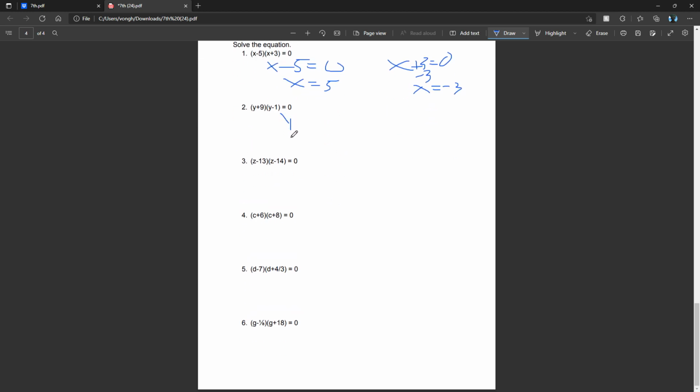Same thing for here. y plus 9 equals 0, then y minus 1 equals 0. Plus 1 plus 1, y equals 1. And then minus 9 minus 9, y equals negative 9.